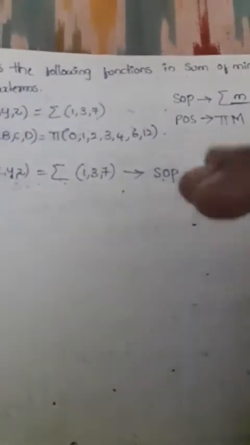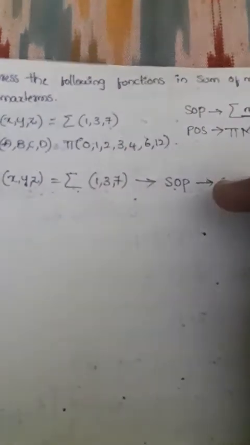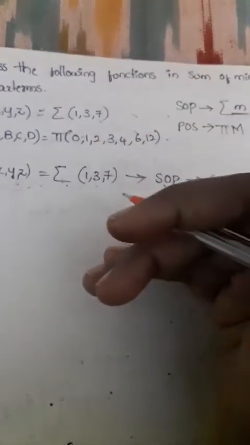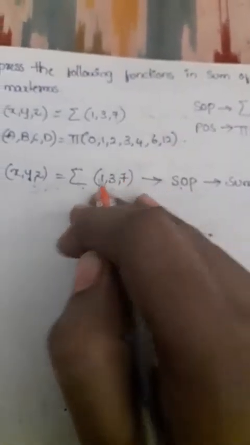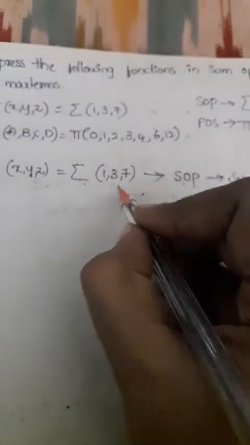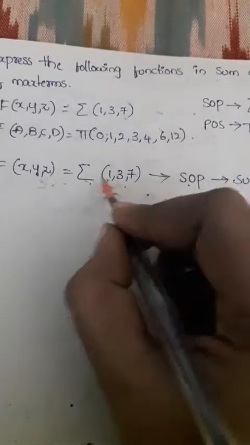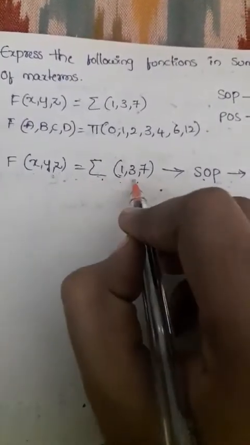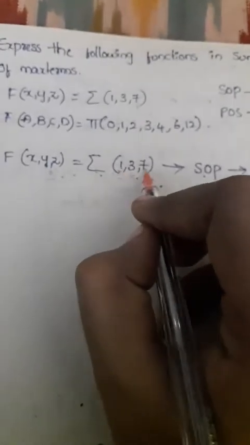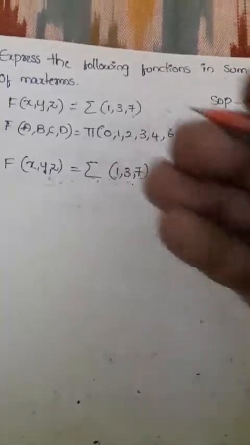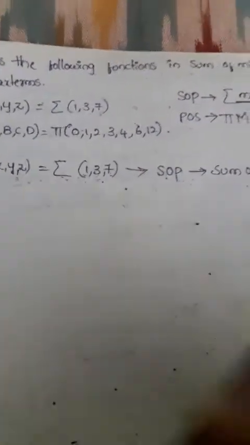Now, the first rule is to check whether it is in SOP or not. If the function is expressed in the form of binary numbers, it will be directly converted into the minterm equation. Here the expression is given in decimals, 1, 3, 7. These decimals we have to decode into binary numbers, and after that express in sum of minterms.